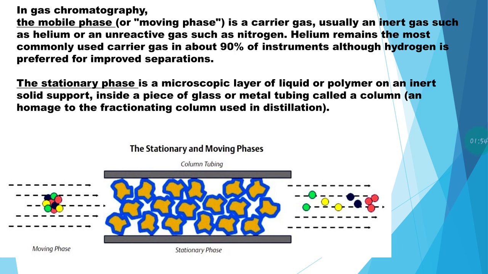The stationary phase is a microscopic layer of a liquid or polymer on an inert solid support inside a piece of glass or metal tubing called a column. Here also we can see there is a column, and there are some phases, like the stationary phase. The gray part is the stationary phase. As I spoke about, the stationary phase can be solid or liquid according to the type of gas chromatography.